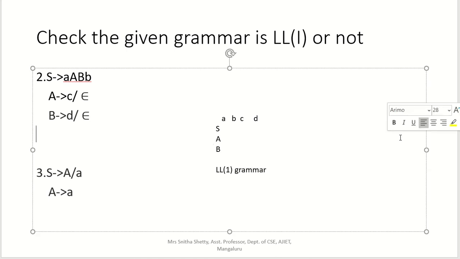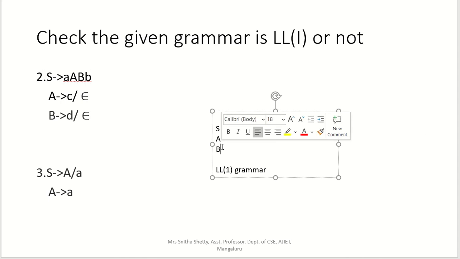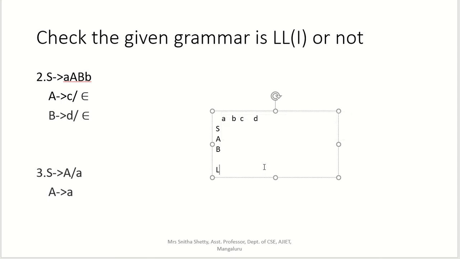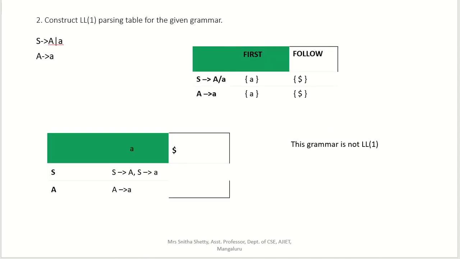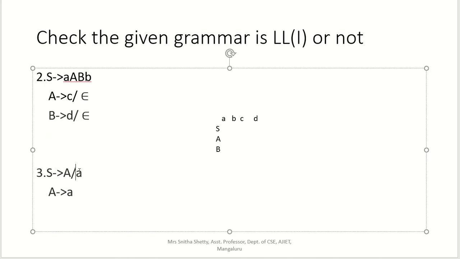Now look at the second one. S gives AA, and A gives a, right? I think we solved the same problem here. This grammar is the same problem we have solved here, so this is not an LL1 grammar, but the other one is an LL1 grammar. I hope this is clear, students.